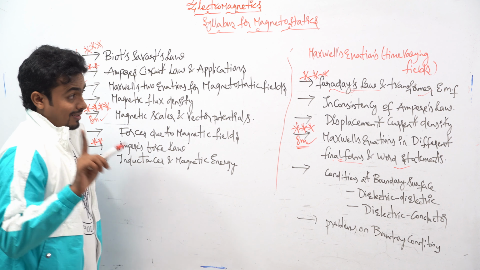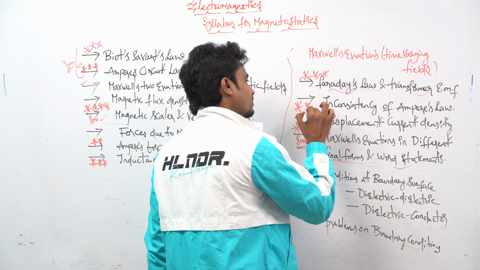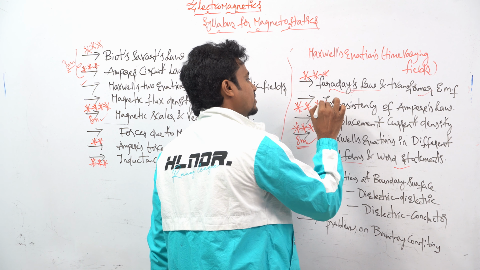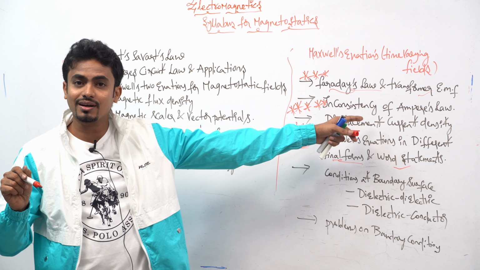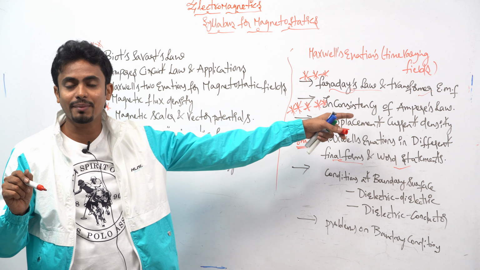Next, one important beauty of magnetostatics is the inconsistency of Ampere's law. This is a beautiful concept. I really love this concept. Why? If you try to solve or study all of those things, there will be one error present. You have to study that error in the inconsistency of Ampere's law. That's the beauty of it.